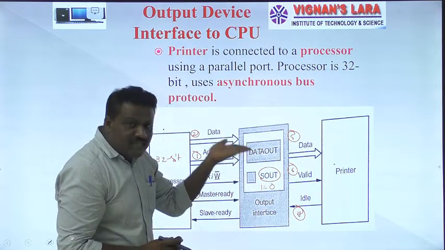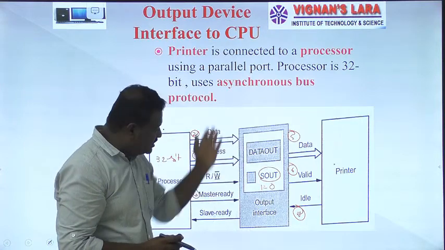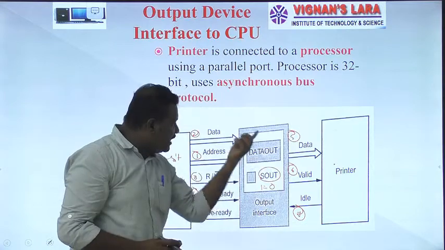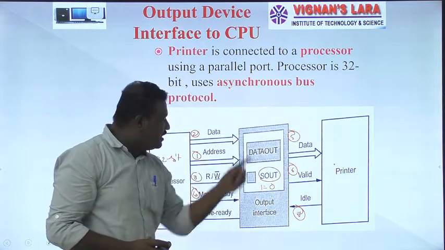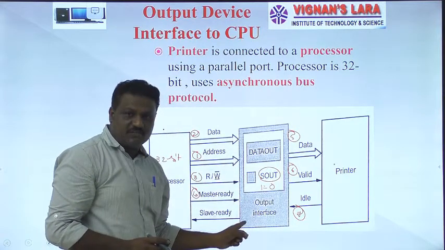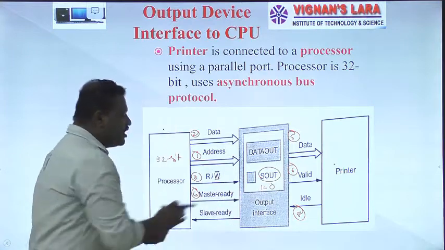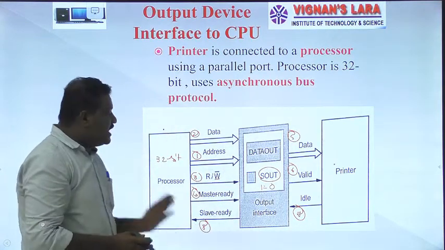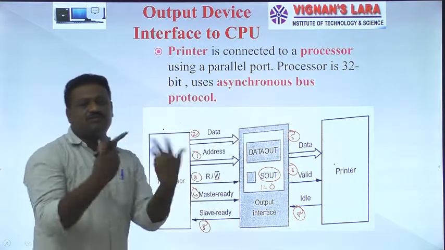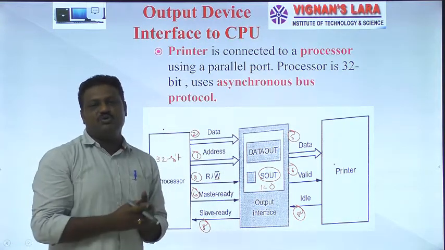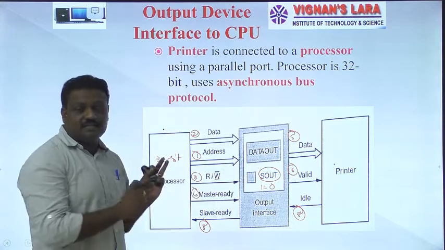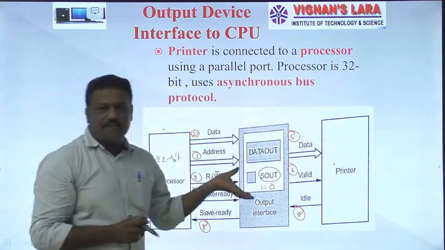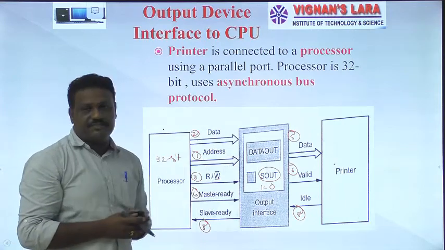Whatever data was there in the data out register, the output buffer, I already received and printed, and now this data out register is empty. That information is given to the output interface. Later, the output interface transfers a slave ready signal. That means it is again ready to accept whatever data you send to it. Like this, the data was transferred from the processor to the printer with the help of this output interface.